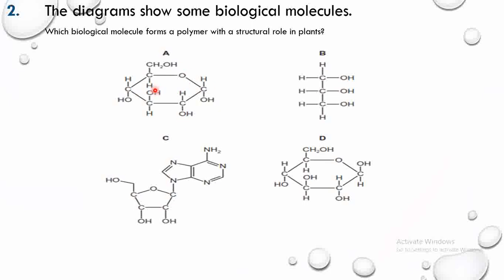A is what? A is alpha glucose. How do I know? Because the OH attached to this first carbon atom is below the plane. This is the plane of the ring. Now this is the ring structure. Can you see? The plane is a straight horizontal line from here. So the OH attached to this first carbon atom is below the plane.